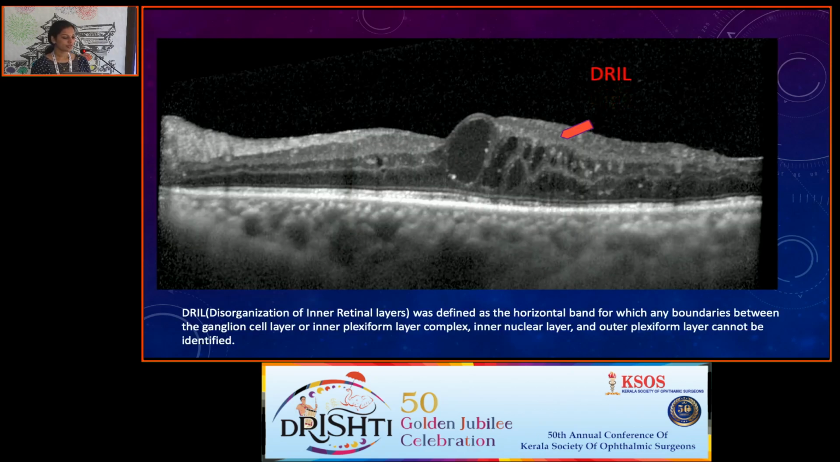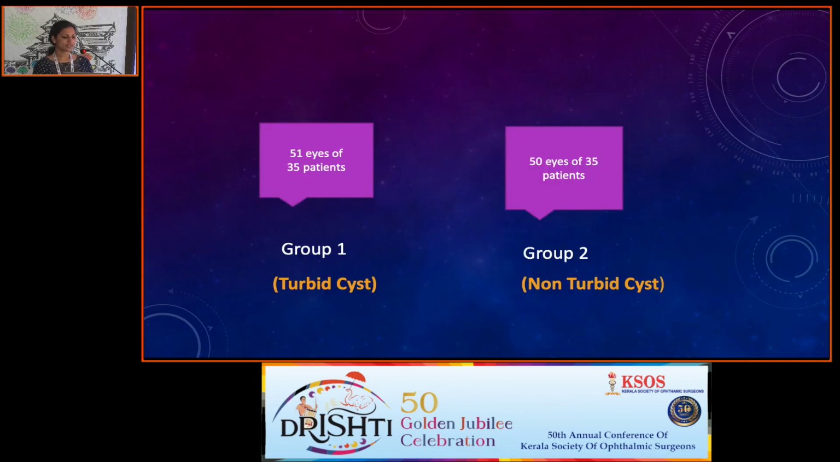And disorganization of inner retinal layers was defined as a horizontal band for which any boundaries between the inner nuclear layer, outer plexiform layer, inner plexiform layer cannot be identified. And coming to results, 51 eyes of 35 patients were included in group 1, that is turbid cyst group, and 50 eyes of 35 patients were included in group 2, that is non-turbid group.